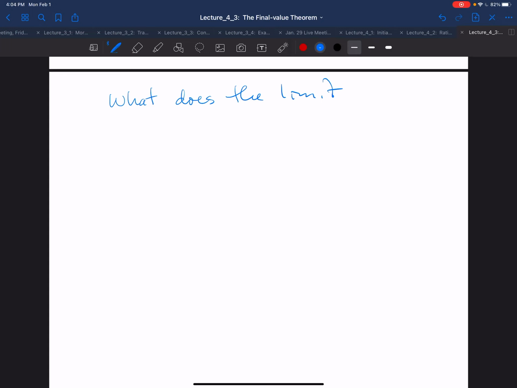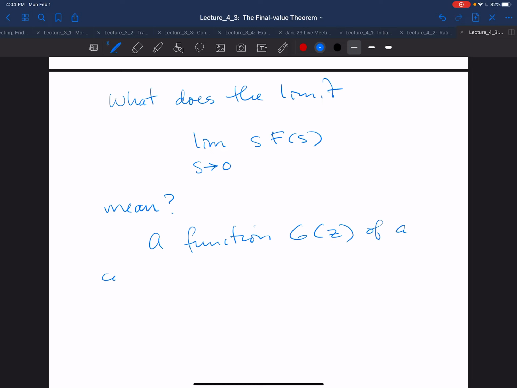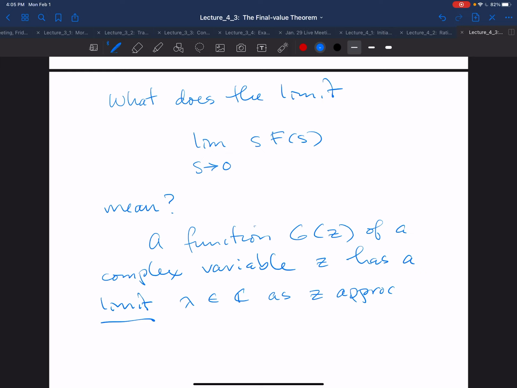And we should be a little bit more precise about what this means. In this case, we're using the standard definition of the limit of a function of a complex variable. Here's that definition. Suppose we have a function g of z, where z is a complex variable, has a limit, lambda, in the complex numbers, as z approaches some value z naught.